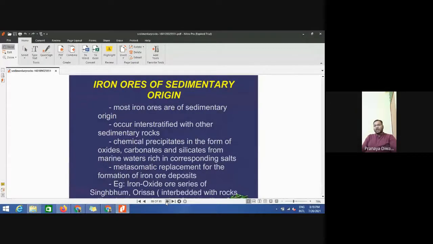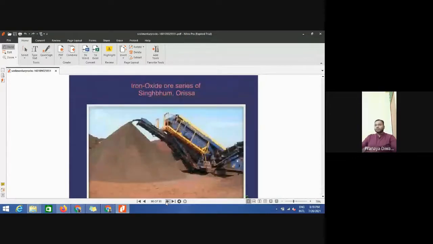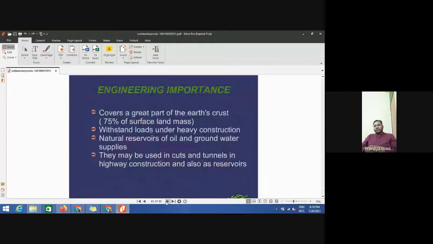This is how your iron oxide ore series of the Singhbum granite you have. Then engineering importance. It covers a great part of the earth's crust, about 75% of the surface land mass.